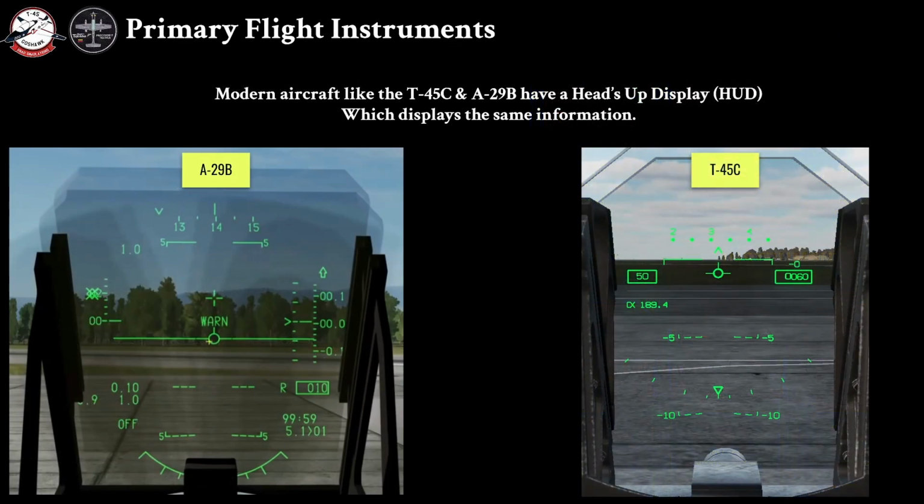So, as we saw in the prior, those six-pack instruments that we saw up there, those are typically what you find in older aircraft. You don't see those too often in the more modern fighter aircraft or military training aircraft.